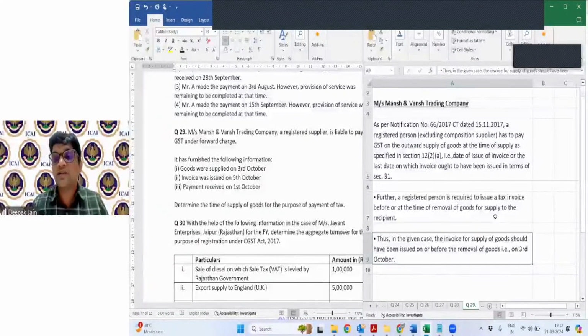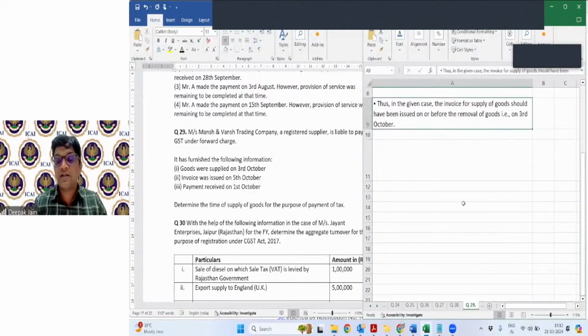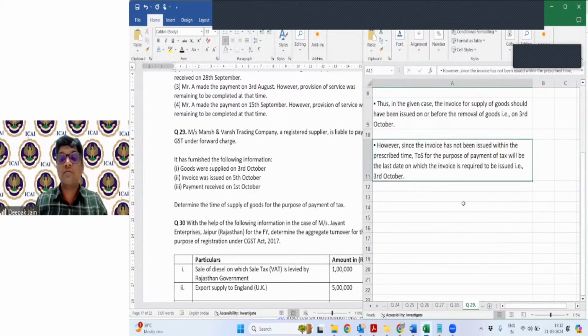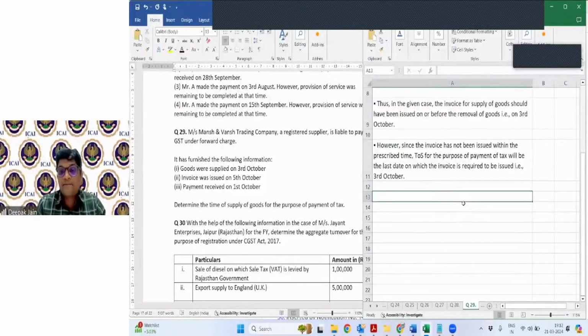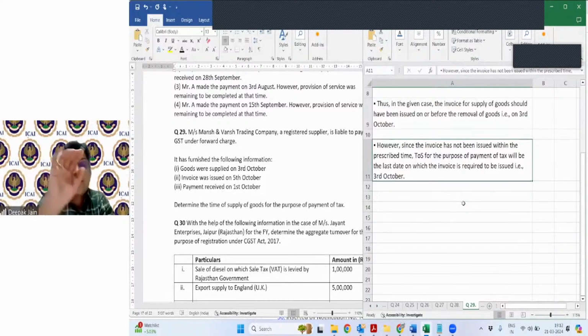Okay. In the given case, the invoice for supply of goods should have been issued at the time of removal, that is on 3rd, but that has not happened. So since the invoice has not been issued within the prescribed time, the time of supply for the purpose of payment of tax will be the last day on which invoice is required to be issued, which is 3rd of October. Okay. So the time of supply, even in the case of alteration of payment, is still 3rd of October.